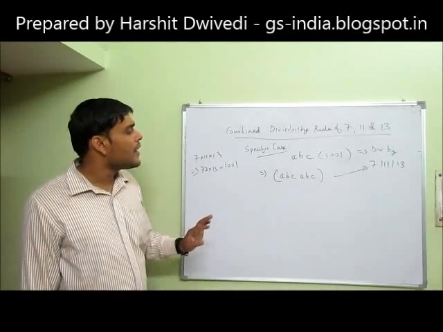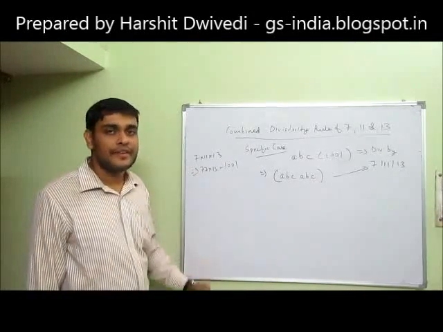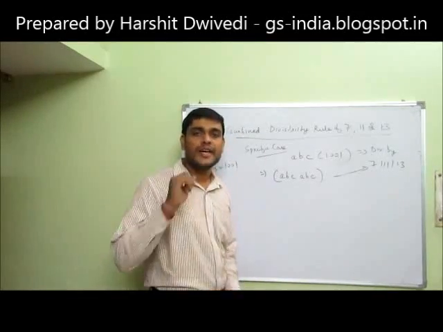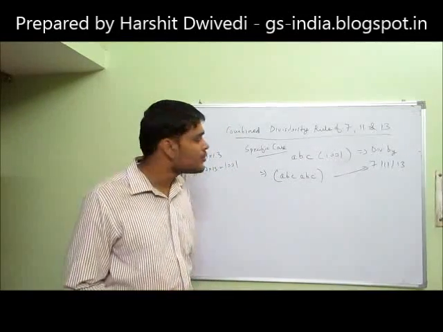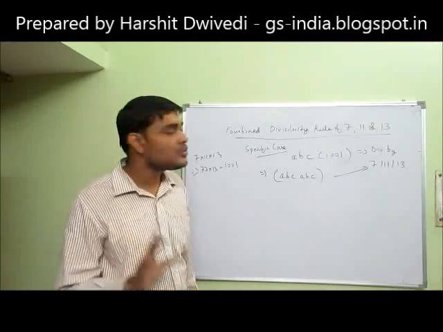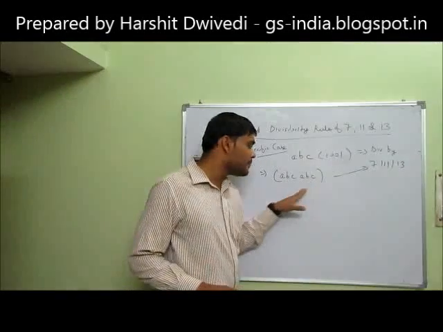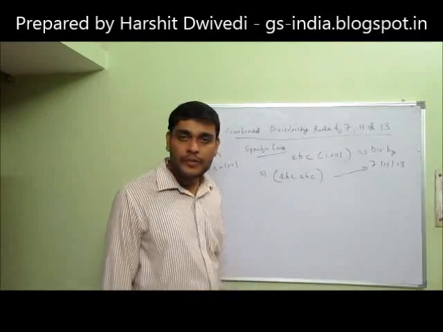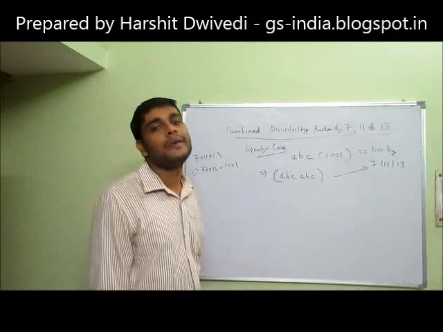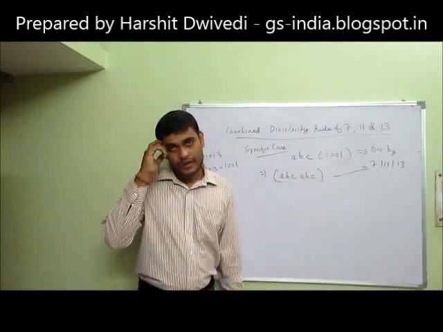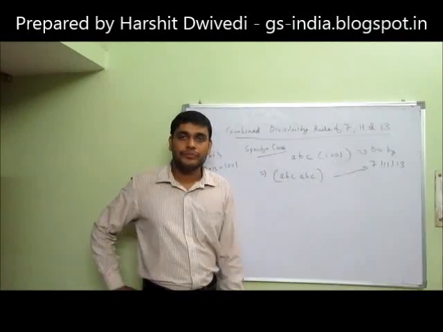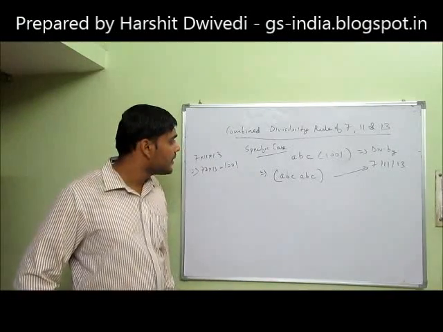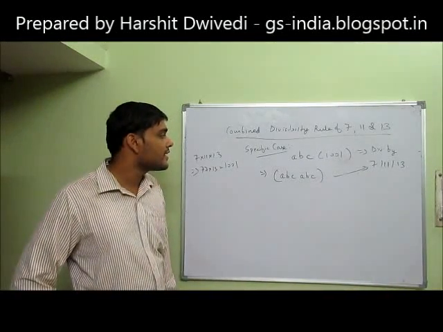So if you find two same triplets anywhere repeating themselves twice, then you will be able to say that these two triplets placed one after the other will be divisible by 7, will be divisible by 11, will be divisible by 13. This is the whole point here. I hope you are getting my point.